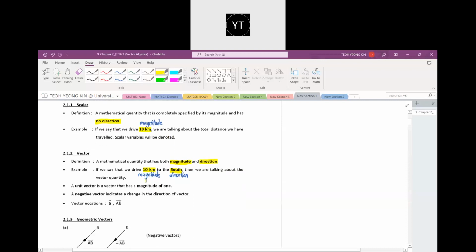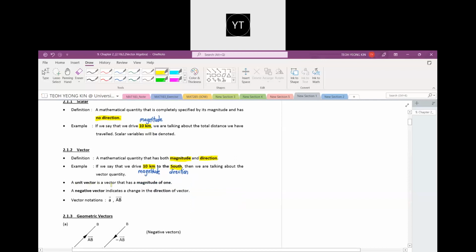Next, a unit vector is a vector that has a magnitude of 1. Maksudnya unit vector ni, maksud jarak dia adalah 1, magnitude of 1. A negative vector indicates that it changes the direction of the vector. So bila kita tukar arah, kita kena letak negatif kat sini. Sekali lagi, bila kita tukar arah, kita kena letak negatif.